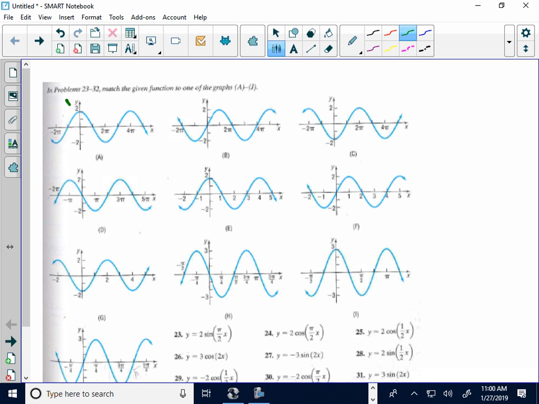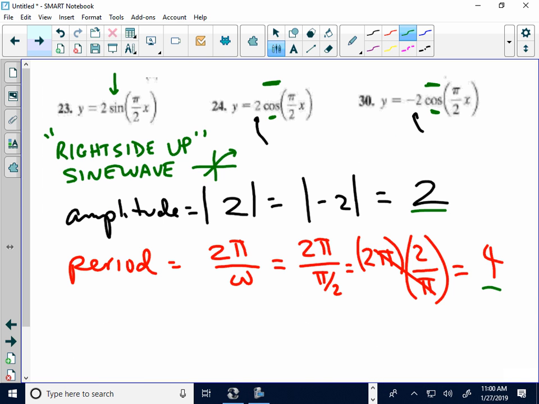That's not a sine wave. This one is, and we do have an amplitude of 2. Is the period 4? Well, no, the period is 4 pi, so that's out. That's not a right side up sine wave. This is an upside down sine wave here. That's not sine. This is a right side up sine wave, and the period is 4 and the amplitude is 2. Good. So the choice is F.